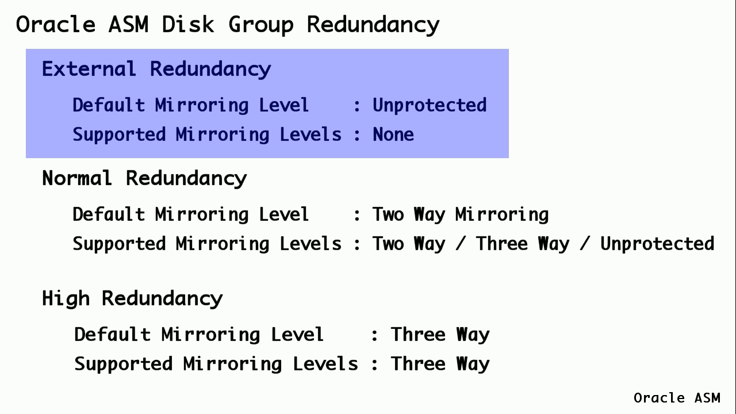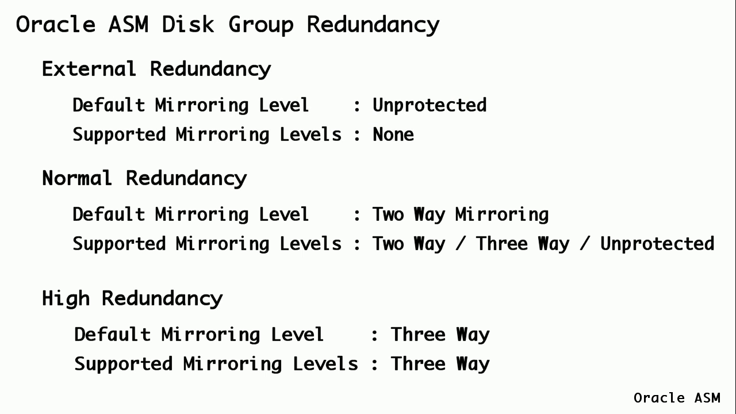External redundancy disk group can be created with 1 or more ASM disks. External redundancy disk groups do not use failure groups. Default mirroring level for external redundancy disk group is unprotected. There are no other supported mirroring levels for external redundancy disk groups.